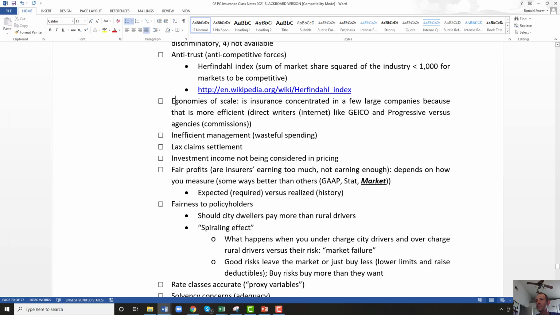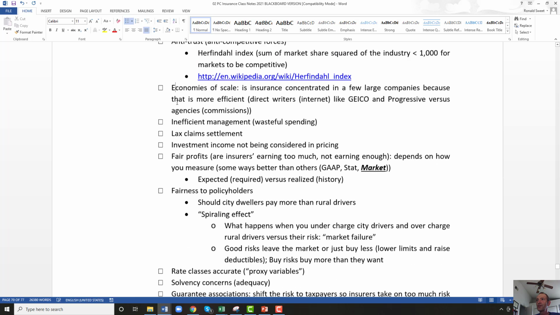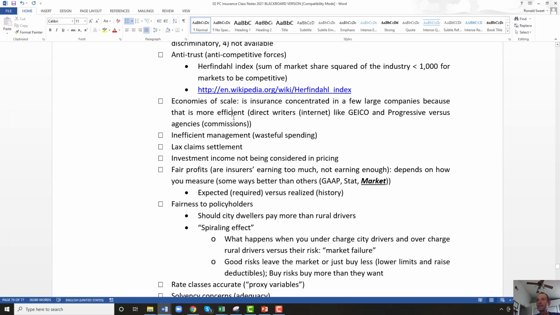Economies of scale. Insurance is concentrated in a few large companies, but as we said in the article, that is driven mainly by things that are good for the customer. Why? Because Geico and Progressive are getting large because they're so efficient. They're so much cheaper than the competition, so the reason they're growing so fast is that the direct writers' rates are much lower than Allstate and State Farm's, and Allstate's becoming more and more of a direct writer over time. State Farm's the one sticking with the commission sales rep. So it's getting more concentrated because consumers are getting a much better deal from Geico and Progressive.